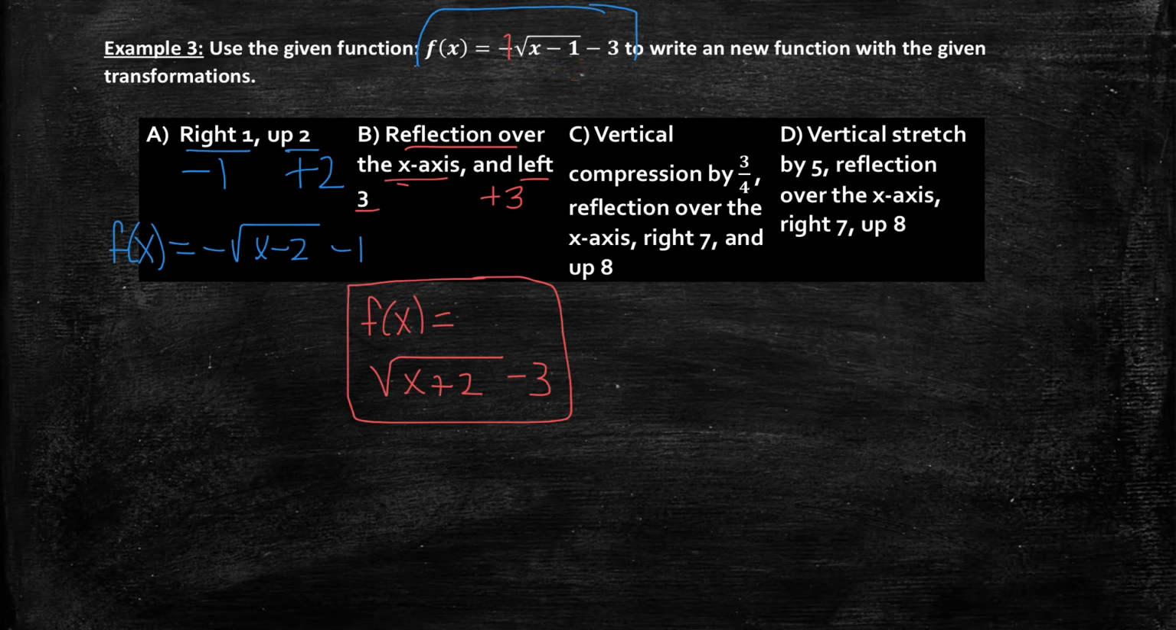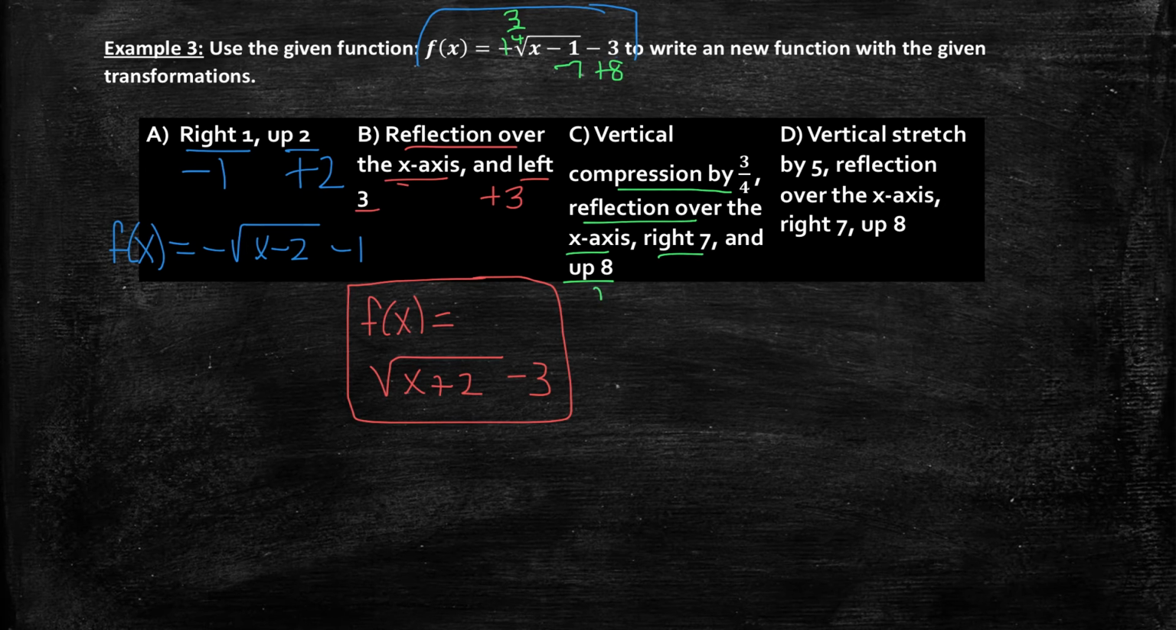And I'm going to go ahead and erase this. So let's make it vertically compressed by 3/4 and a reflection over the x-axis. So reflect is going to change it to a positive, but if it gets compressed, we're also going to put a 3/4 right here. And then it moves to the right 7. Well, that's going to be a minus 7 right here. And then up 8 is going to move up 8 here.